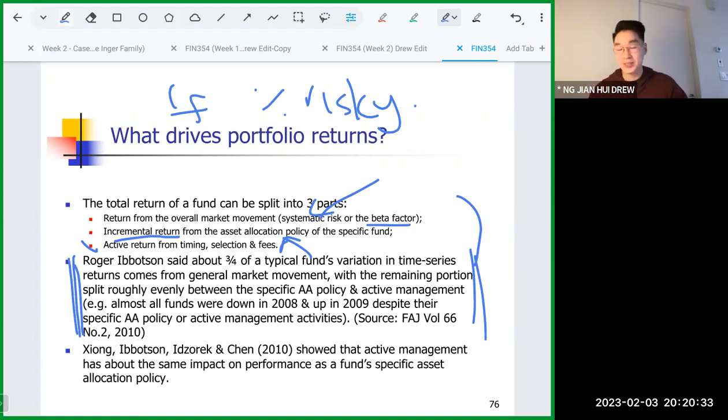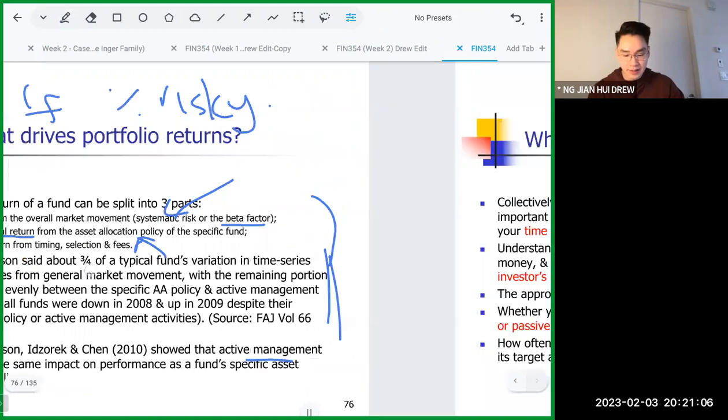That you should do active, even though you have this research by Roger Ibbotson that says that only one quarter is due to active management. People are just dumb into the discount ETF, right? Okay, so this shows that active management impact, or rather this is more the allocation policy, right? The active management of the portfolio is based on the asset allocation policy.